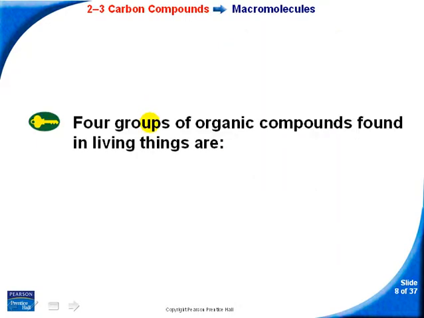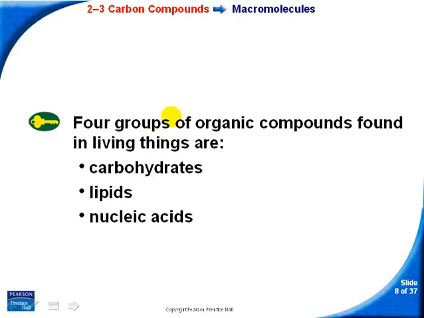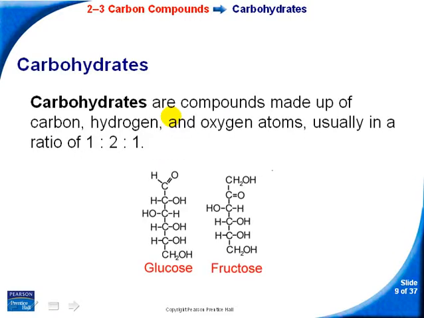So the 4 groups of organic compounds found in living things, and these are all made of carbon, are carbohydrates, lipids, nucleic acids, and proteins. First, the carbohydrates. They are made of carbon, hydrogen, and oxygen atoms. The ratio of it is 1 carbon to 2 hydrogen to 1 oxygen.